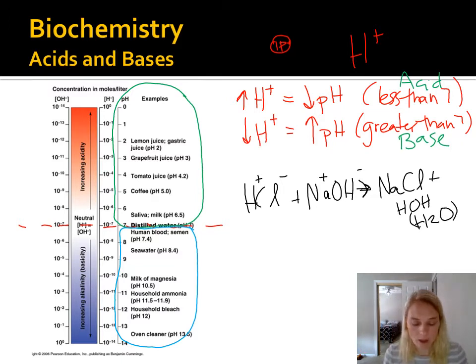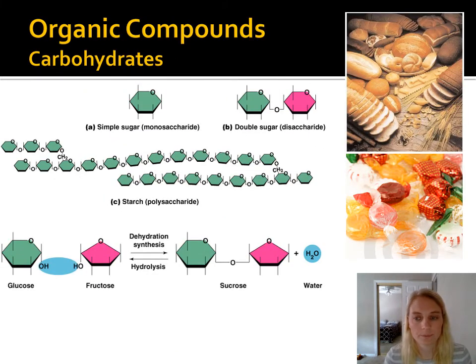Okay, all right, so now we're going to move away from acids and bases and do our last 4 slides, taking a look at organic molecules. There's 4 major organic molecules: carbohydrates, lipids, proteins, and nucleic acids. So this first one we're going to talk about is carbohydrates. And again, remember carbons, hydrogens, oxygens, and nitrogens.